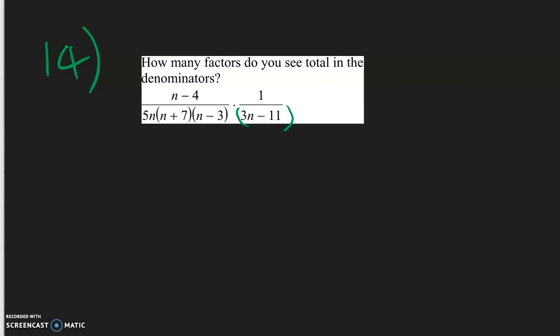So let's count. There are 5 factors because 5 is a factor, n is a factor, n plus 7 is a factor, n minus 3 is a factor, and 3n minus 11 is a factor, so we have 5. So what's really happening here on the bottom is you have 5 times n plus 7 times n minus 3 times 3n minus 11. So there are 5 things multiplied together, therefore 5 factors.